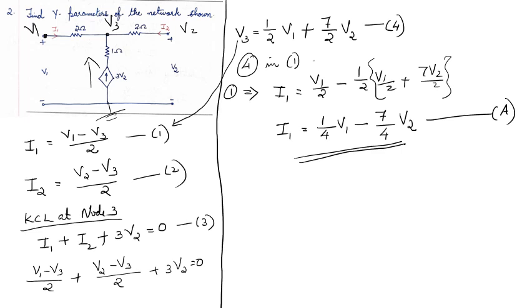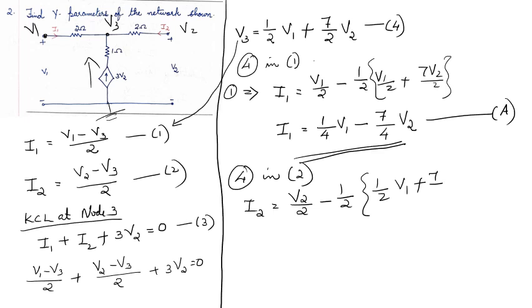Now, substitute the value of V3 in the second equation. That means 4 in equation number 2. Then we will get I2 is equal to V2 by 2 minus 1 by 2 into V3, half V1 plus 7 by 2 V2. Then finally we will get I2 equals minus 1 by 4 V1 minus 5 by 4 V2. This is our equation B.